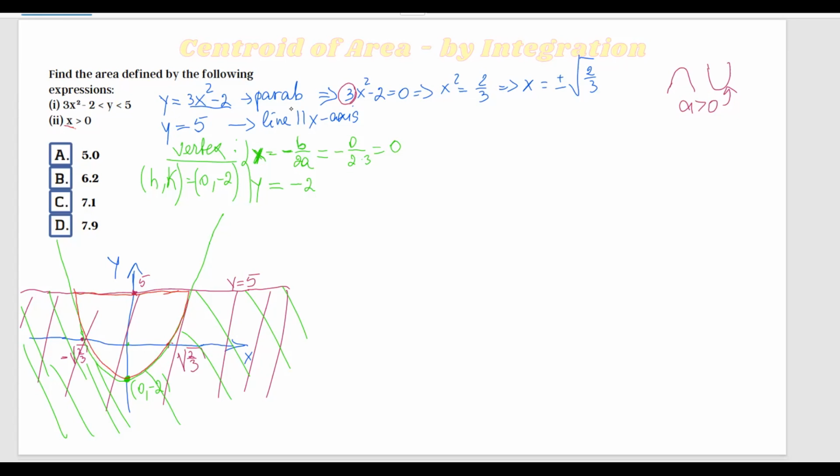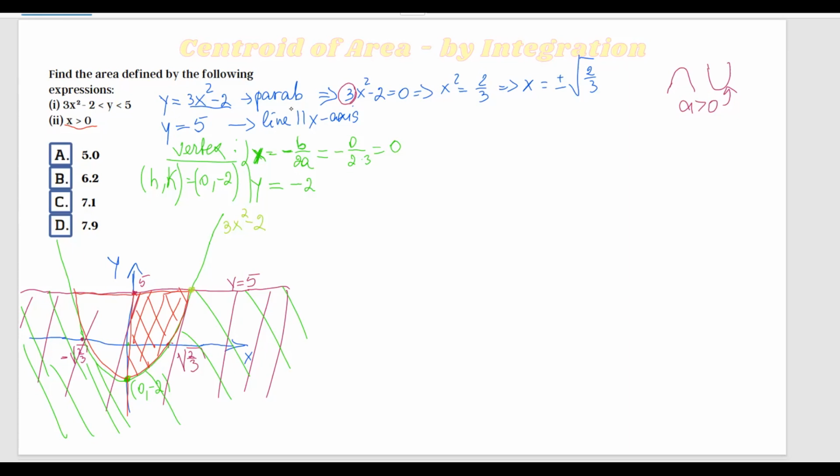Another note is that x has to be greater than 0, so it's actually asking only for the positive side of this. Does that make sense? So what we have to do, if you look at this graph, is take the line y equals 5, and the equation of this parabola is 3x squared minus 2. And this goes from 0 all the way to this point, which we don't know yet.